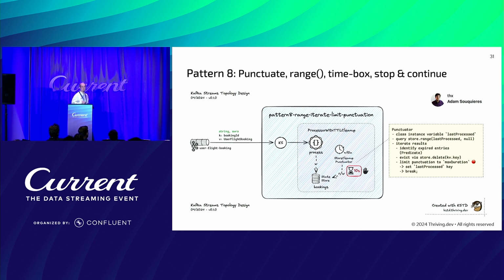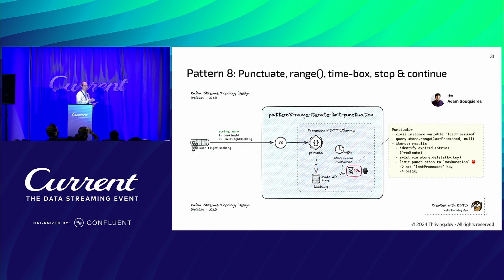But the main difference is, instead of just doing store.all and processing all of our entries, we actually work with store.range, and we also time box our punctuator. Meaning if you have a very large state and processing all your records would take 10 minutes, we just say we cut off the processing after 10 seconds, and we then just remember the key we last processed. The next punctuator run can just continue using this range query by the last key used.